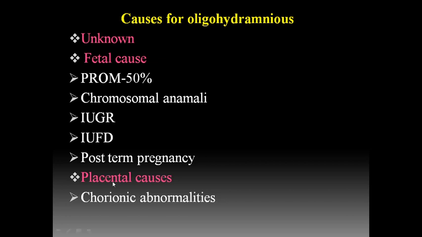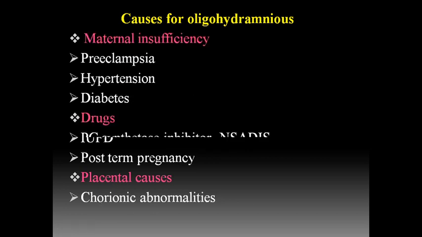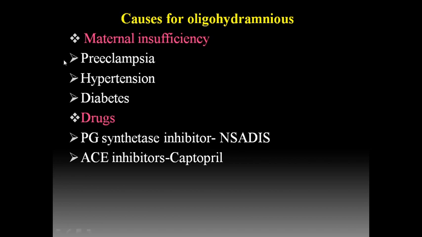Next, placental causes like chorionic abnormalities. Next, moving on to maternal insufficiency like preeclampsia and hypertension. Hypertension is nothing but increasing of blood pressure during the pregnancy. That is called hypertension and preeclampsia.